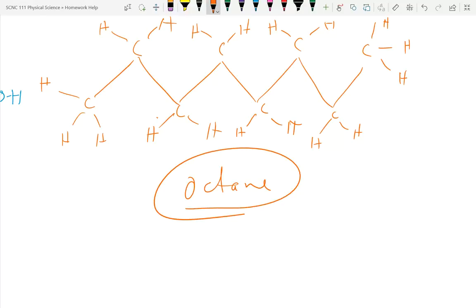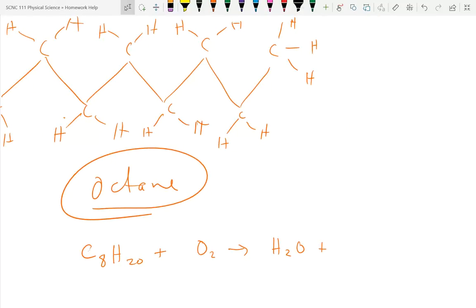When you burn it, because that's what your car's doing, you're burning octane and other chains like this. So that's C8H. How many H's? Well, there's going to be 2 for every carbon plus 2. So 2 times 8 is 16 plus 2 is 20. What does this yield? Well, ideally, we're going to yield water and we're going to yield carbon dioxide.